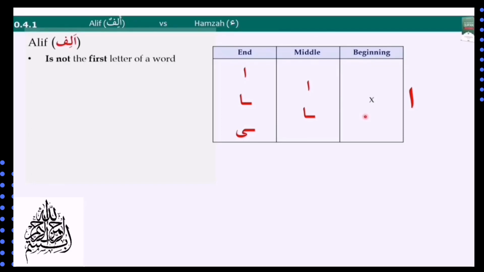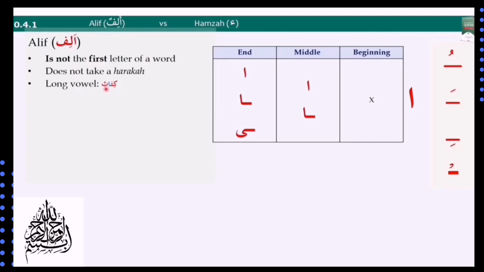Second, it does not take a vowel sign. Please note, if you see Damma, Fatha, Kasra, or Sukun on an Alif, it is not Alif. It is something else. Very important: Alif does not take a haraka. It is used as a long vowel, as I've already mentioned. So you have kitabun, with elongation. It's used for elongation.